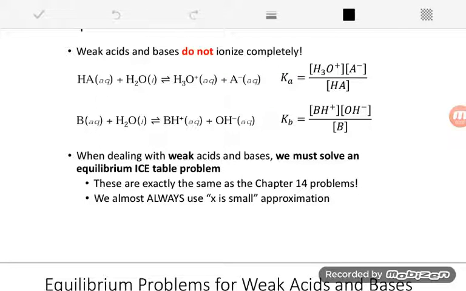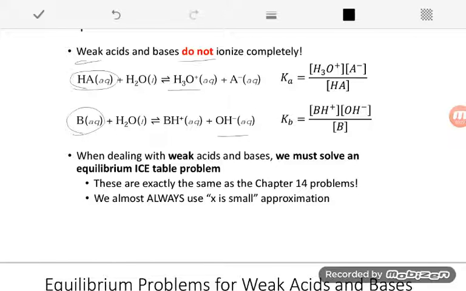So far we've discussed pH problems for strong acids and bases, so now we're going to concentrate on weak acids and bases. These problems are a little longer, a little more difficult because weak acids and bases do not ionize completely. And what that means is we can't determine our H3O plus or OH minus concentration just by looking at how much acid or how much base we put in, because not all of it's going to react.